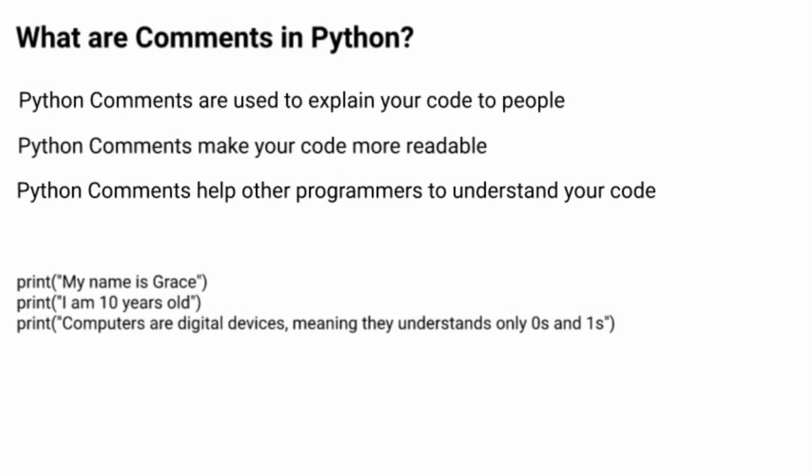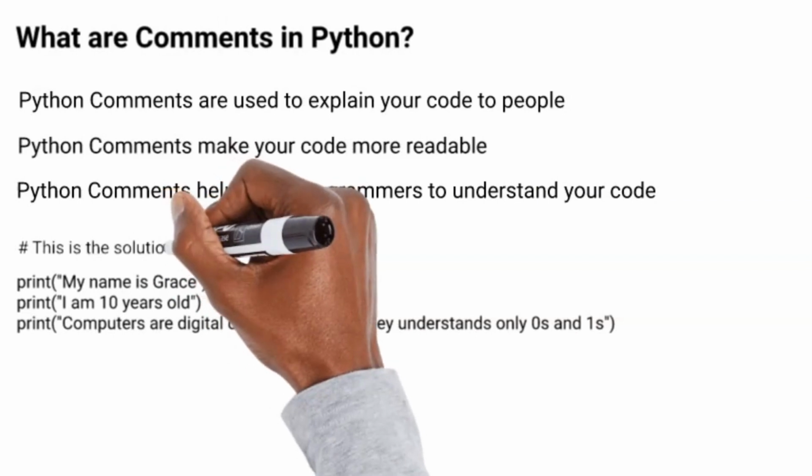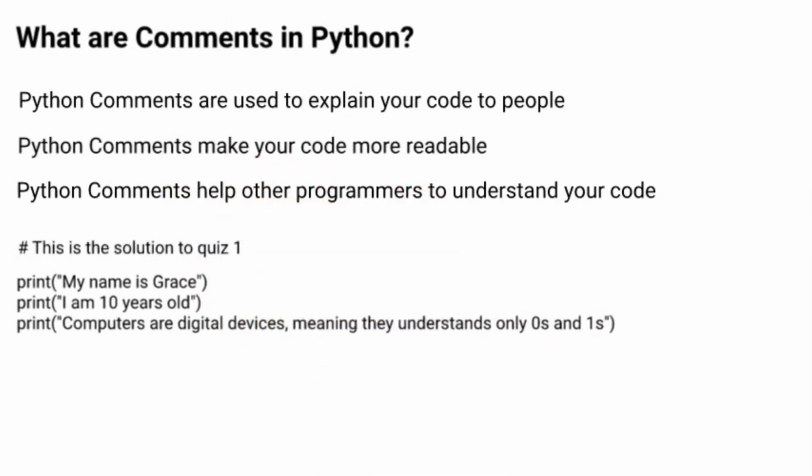So what if we add a comment at the top and say, oh yeah, this is the solution to quiz one, right? Someone that sees that can say, oh yeah, this person is writing the solution to quiz one. So that is what comments are used for. Comments are used for people to be able to understand what we are doing in our code. And I will show you an example of a comment in the code right now.